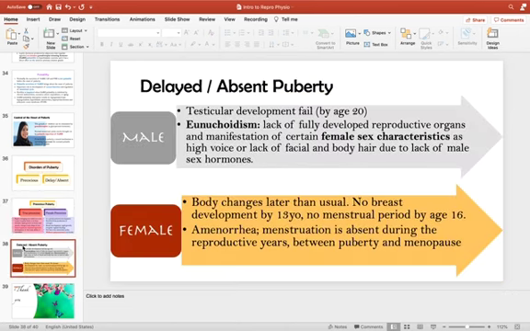And also delayed and absent puberty, where in the male testicular development has failed, called eunuchoidism: lack of fully developed reproductive organs and manifestation of certain female sex characteristics. And in females, the body changes later than usual, with no breast developed by 13 years old, no menstrual period by age 16, and amenorrhea, where menstruation is absent during the reproductive years between puberty and menopause.